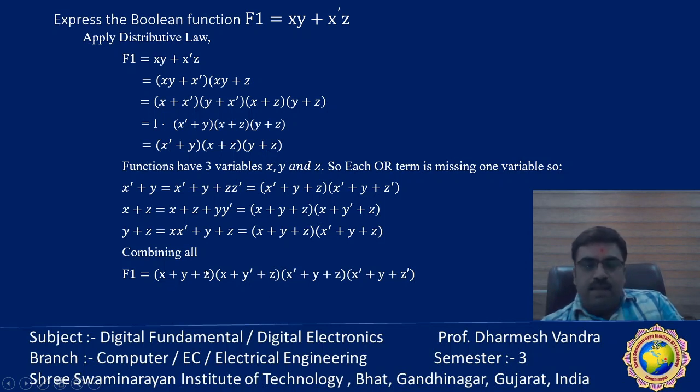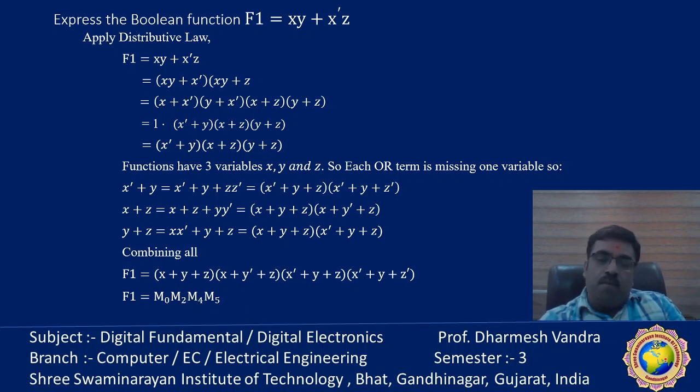X, Y, Z, Z is 0, 0, 0. 1, 0 it will become 2. 1, 0, 0 is M4. And 1, 0, 1 is M5. So my function F1 is the product of max terms M0, M2, M4 and M5.